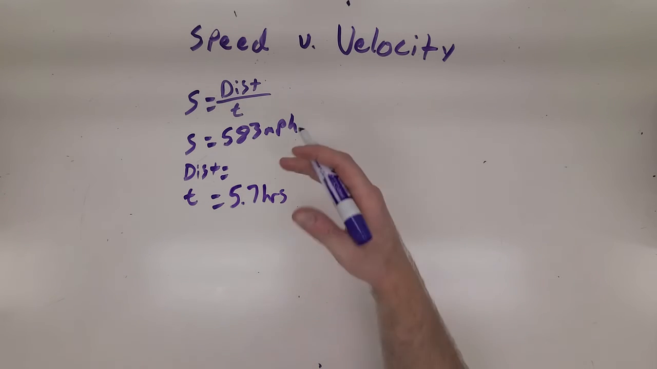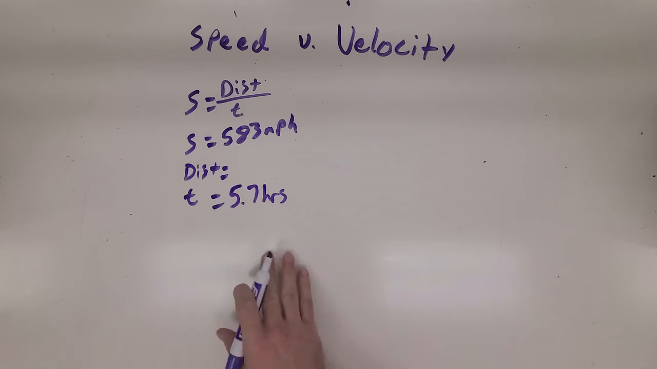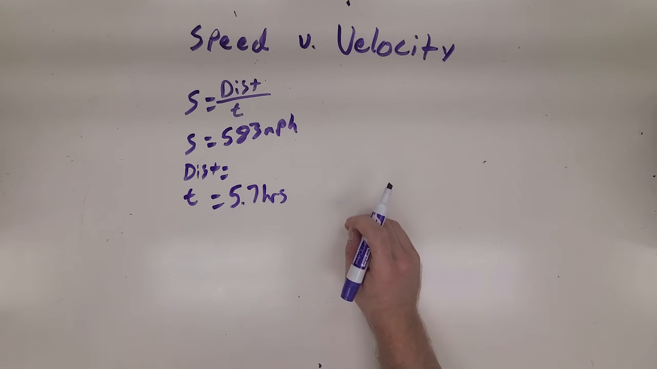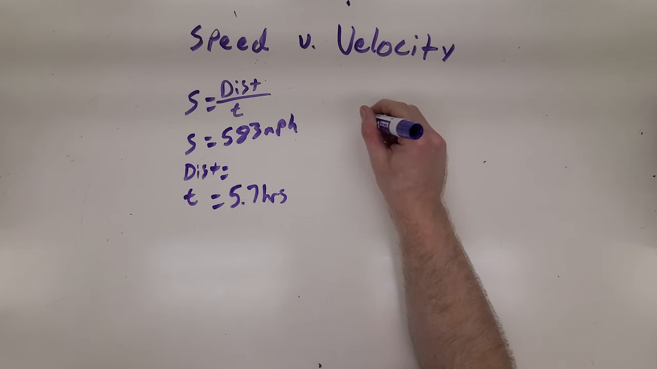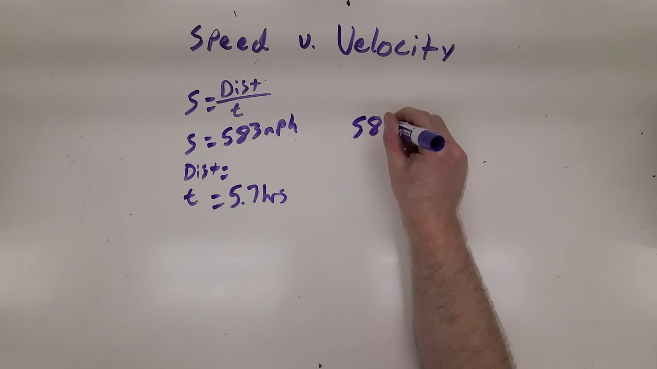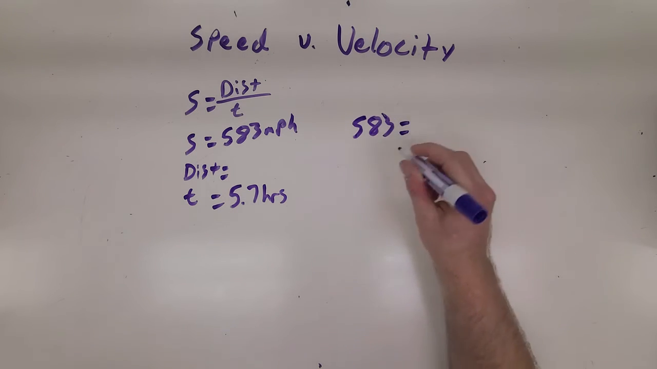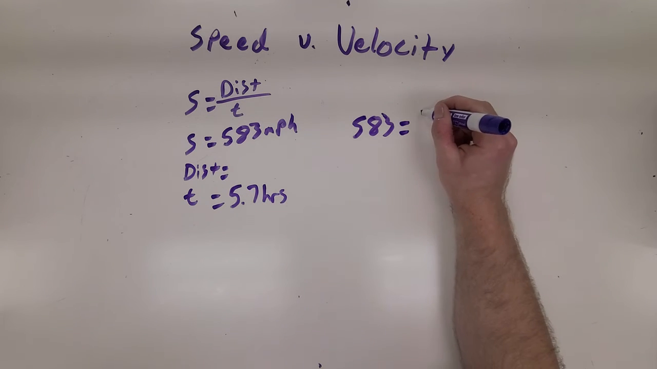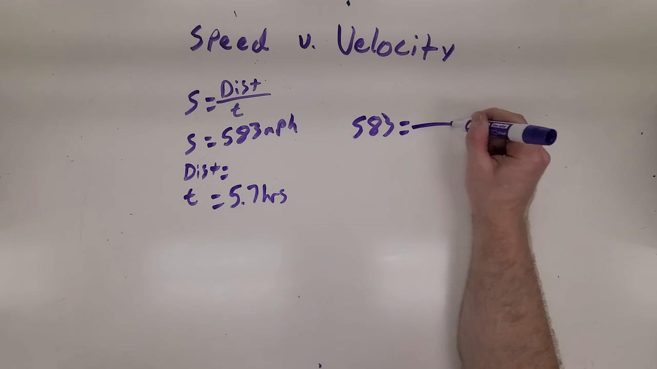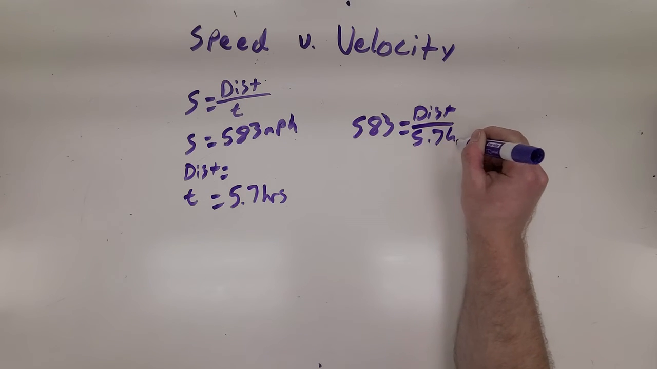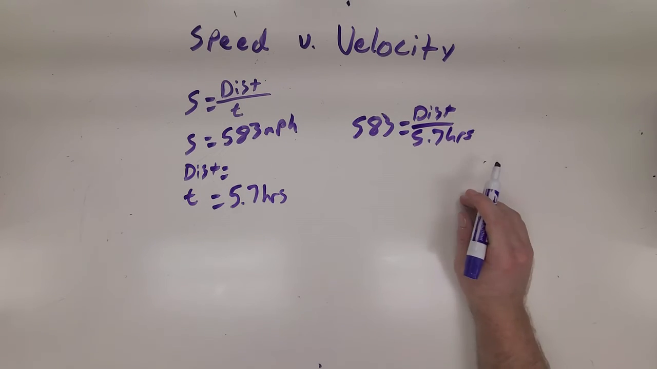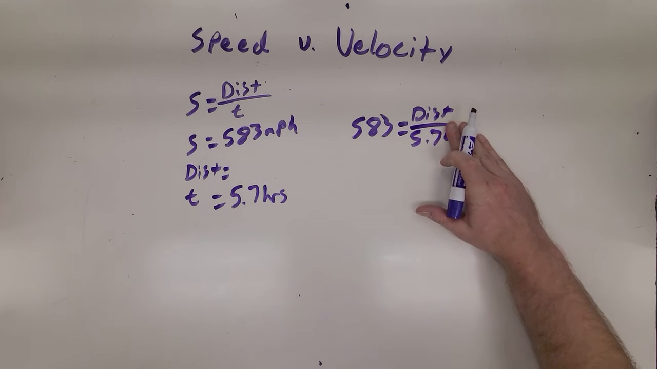And what's about the total distance that plane covers, given this information here? So plug them in. Same thing that we did before. Speed is equal to 583 miles per hour. That equals distance over 5.7 hours. Let me get rid of that just to make it cleaner.